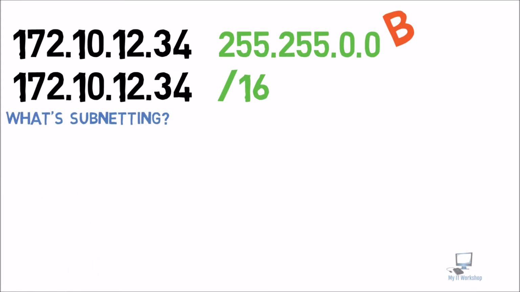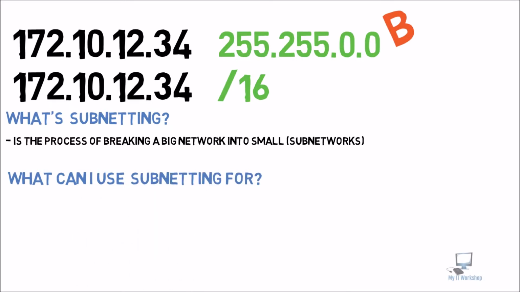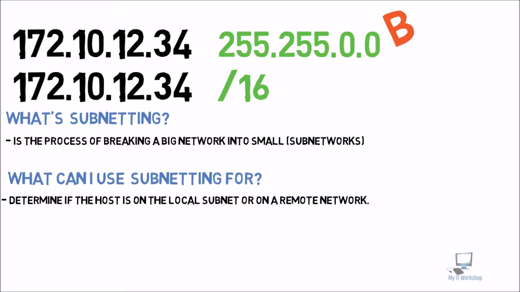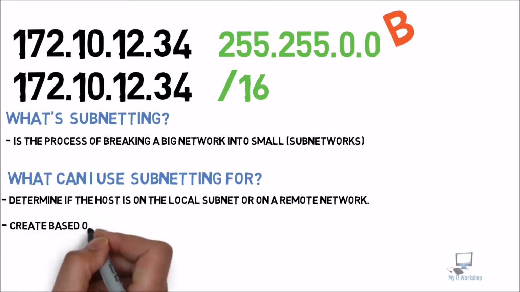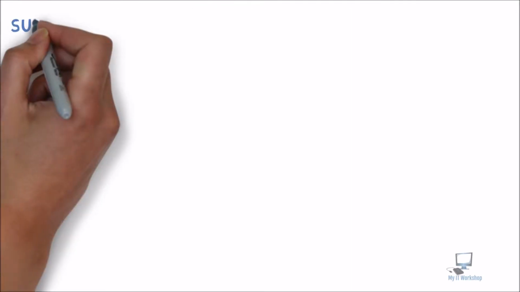So what's subnetting? What's the main purpose of doing all this, and why is it needed? It is the process of breaking a big network into small subnetworks. You might not need as many hosts as class B has, but you need less, and you can subnet that network. That's the main objective of subnetting. So what can I use subnetting for? To determine if a host is in a local subnet or in a remote network, when we do reverse engineering to IP addresses, we're going to see why this is useful. And to create networks based on needs, depending on how big your network must be. These are the main important points for subnetting.